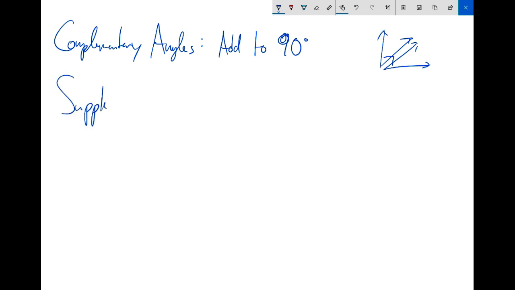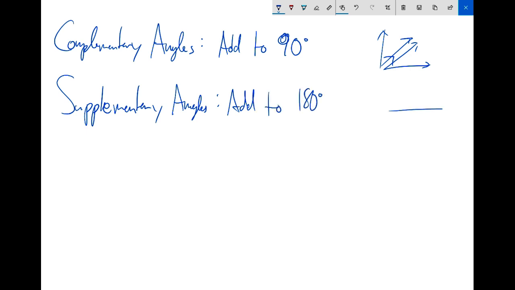And then we also have supplementary angles, and those are the ones that add up to 180. You can have one angle and then another angle, and together they make that straight line, so that would be supplementary. Does that sound vaguely familiar? Okay, so you can solve for whatever the angle has to be.